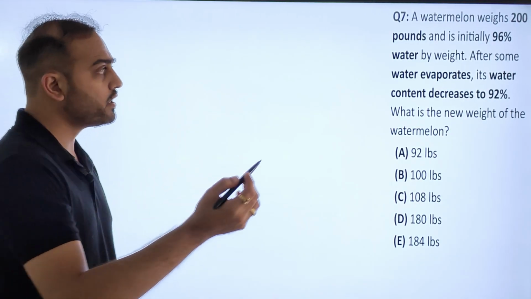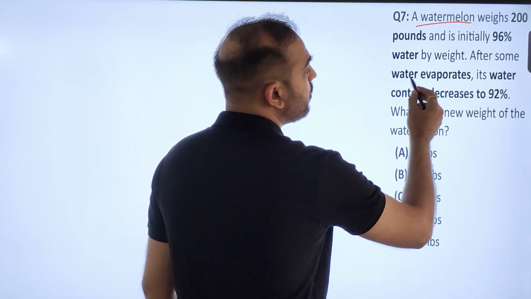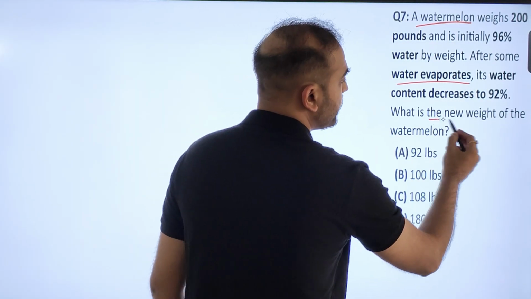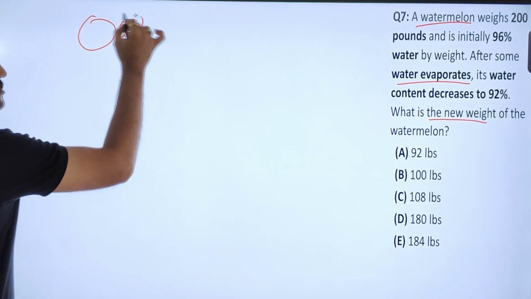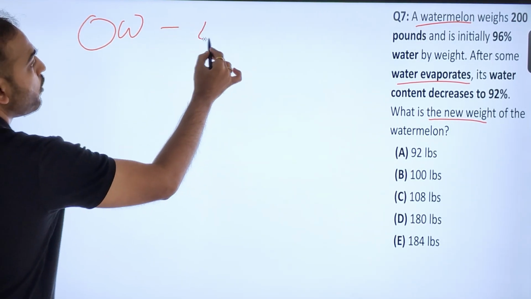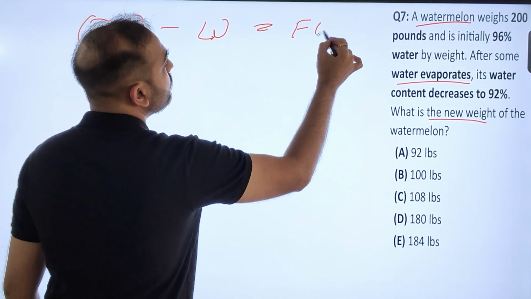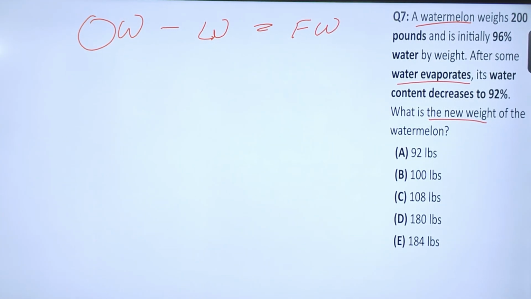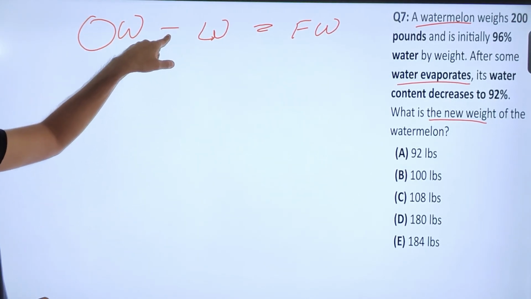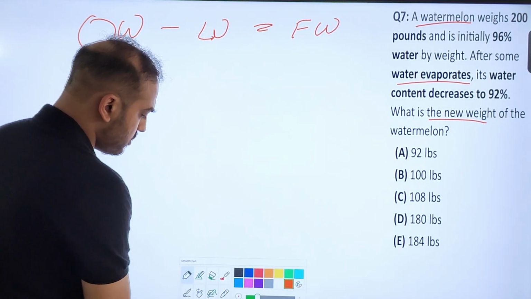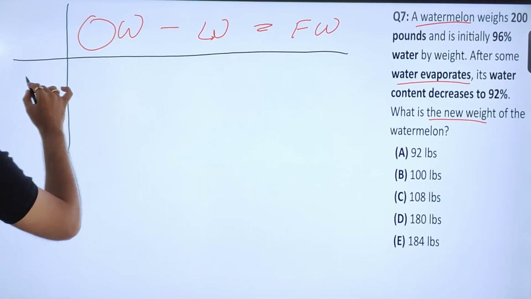Again, if you have read it, what do we have? We have original watermelon, water evaporates, and we have final watermelon. So we write original watermelon, and water evaporates means water is subtracted to give me final watermelon. The big difference comes here. Water is evaporating, so it becomes minus. The rest of your table remains the same.